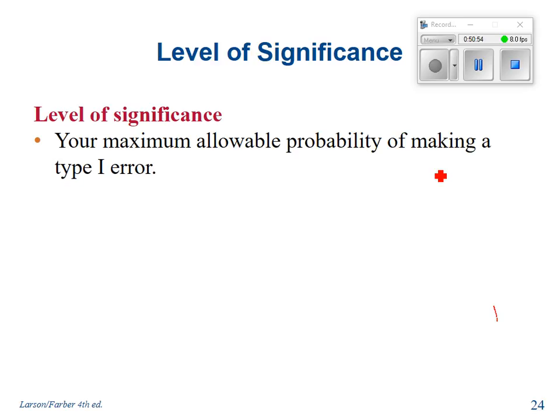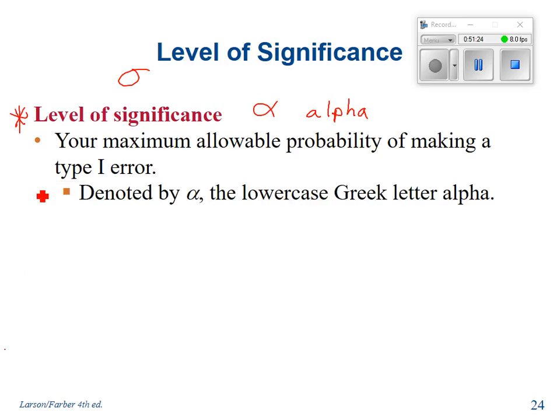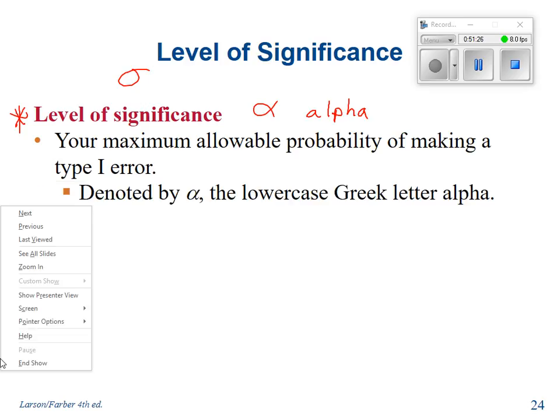Level of significance. This is important. Your maximum allowable probability for making a type 1 error. This is your level of significance. The symbol for level of significance is an alpha. Alpha. And it's that symbol right there. Looks like a fish. Looks like a peace symbol. Don't get it confused with sigma. Two different symbols. It's lowercase Greek letter alpha.